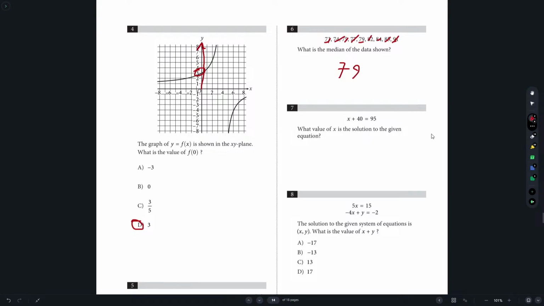X plus 40 is equal to 95. What value of x is a solution to the given equation? Well, here we just subtract the 40 over, and we get 55. Surprisingly easy compared to some of the other questions on this so far.